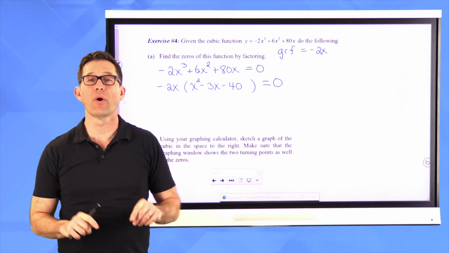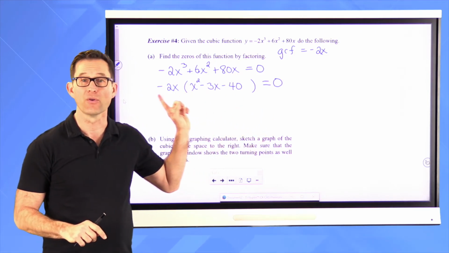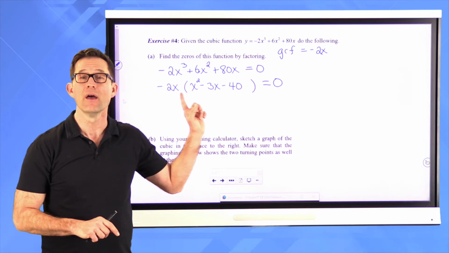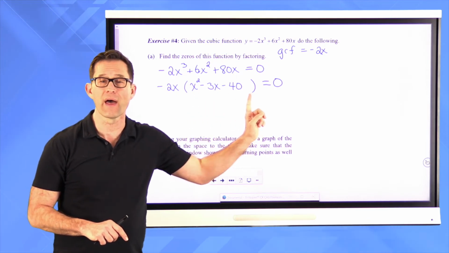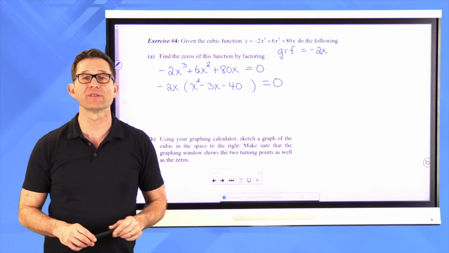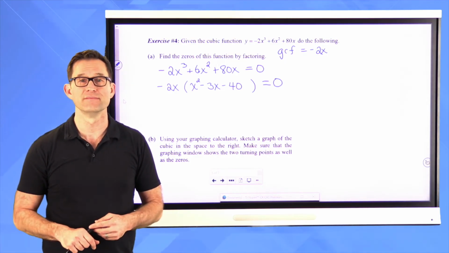Now, I'd like you to pause the video and continue to factor that trinomial. Don't lose the negative 2x, otherwise you'll lose one of the zeros, all right? But continue to factor that. Once you have that factored, take each one of your 3 factors, set them equal to 0, and solve. Pause the video now.